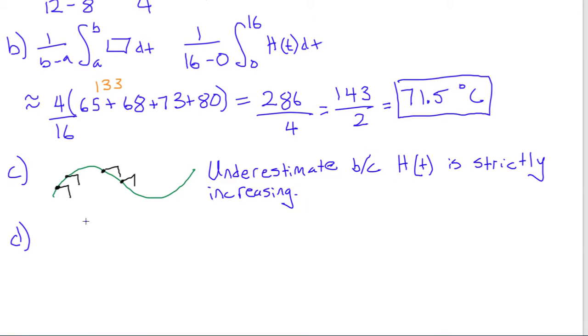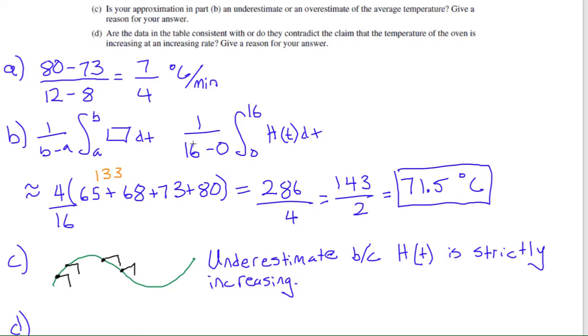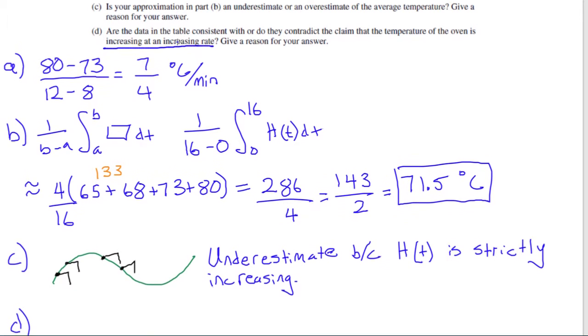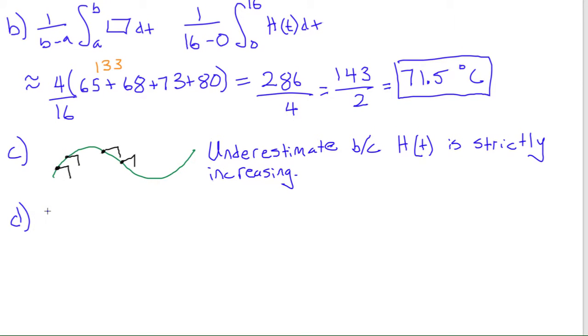On to part D. For part D, we're looking at the table. Is it increasing at an increasing rate? Since we're dealing with a table, we're looking at differences. Just as a bit of a review, we'll say h prime instead of f prime. H prime is first differences. And then h double prime is looking at the second differences.